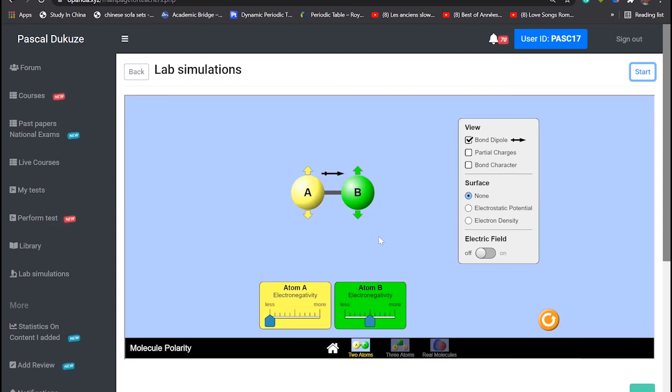Okay? So I hope you have understood how we can use the simulation, how it reflects and illustrates the polarity of bonds, how the electronegativity differences affect the type of bonding, the bond dipole, the partial charges, the bond character, the distribution of electrostatic potentials, and even the electron density. And remember, we are studying this because we will need this to determine the polarity of molecules, which is very important in determining several physical properties of molecules and substances.